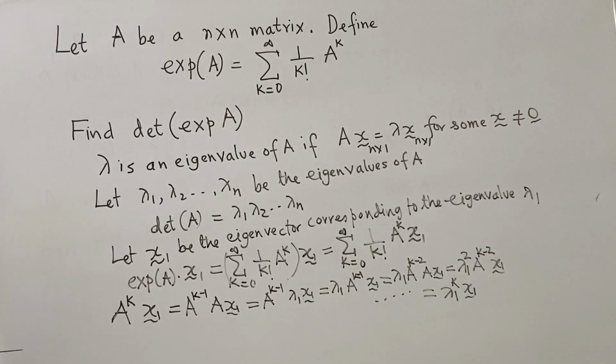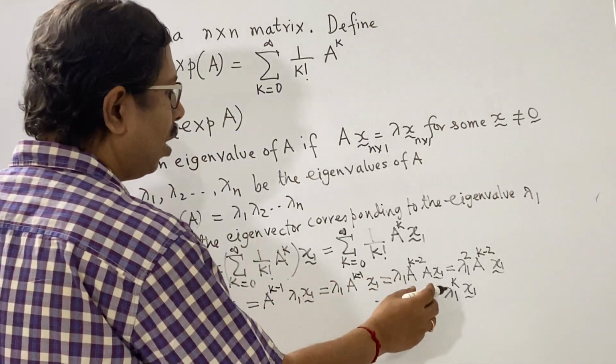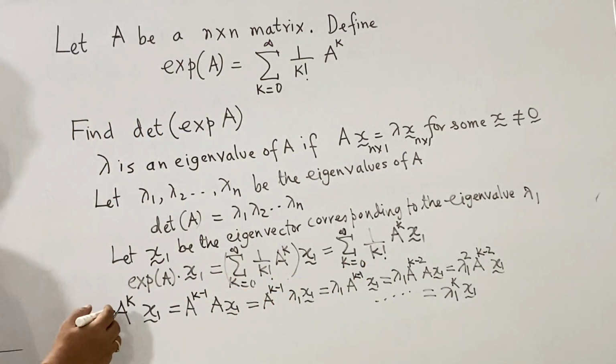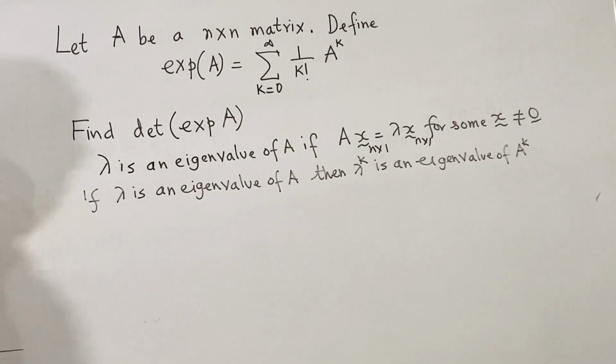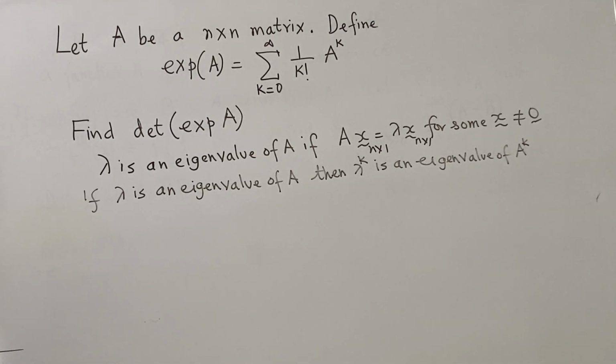So, what this result tells us is that if lambda 1 is an eigenvalue of A, then lambda 1 power k is an eigenvalue of A power k, and this is going to be very useful. In the proof that we discussed, lambda 1 could have been replaced by lambda 2 or lambda 3, and we would have got the same result. Thus, we claim that if lambda is an eigenvalue of A, then lambda power k is an eigenvalue of A^k.